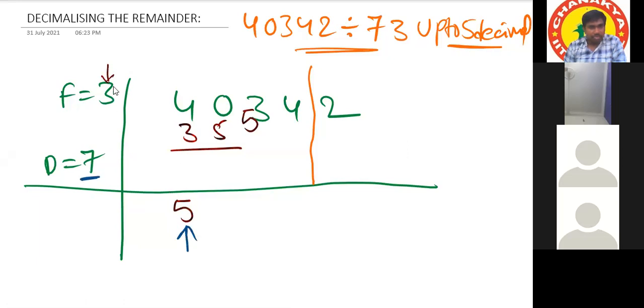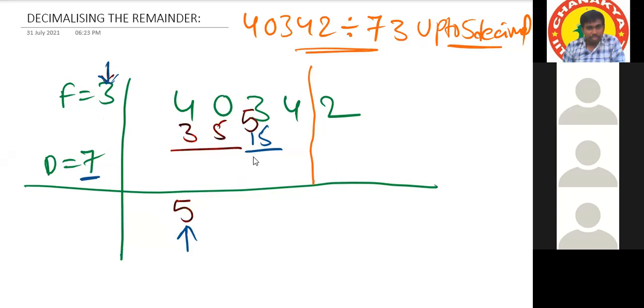This 5, we have to do 3 times. 5 3s are 15. So 53 minus 15 is how much? 38. You have to do these calculations fast. Okay, 38.